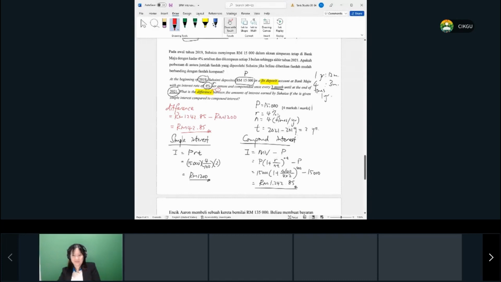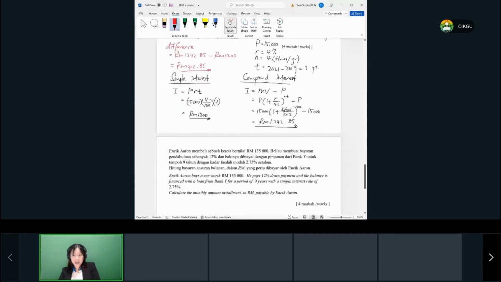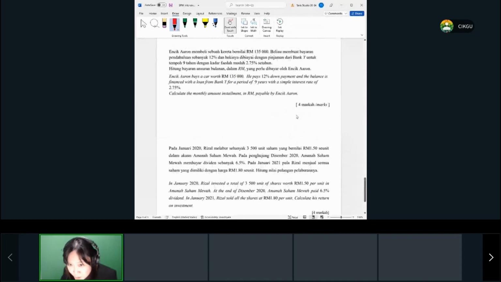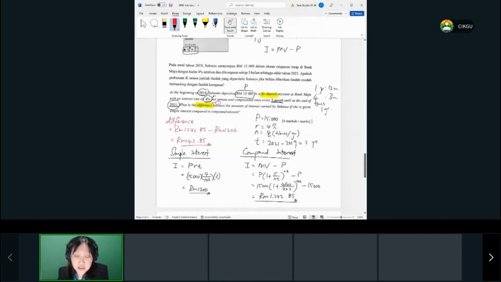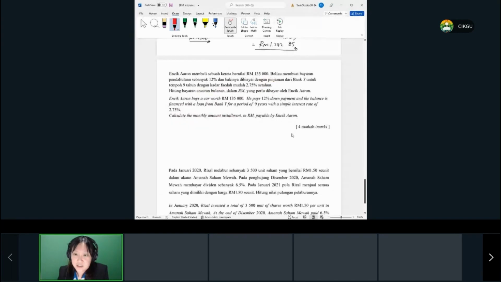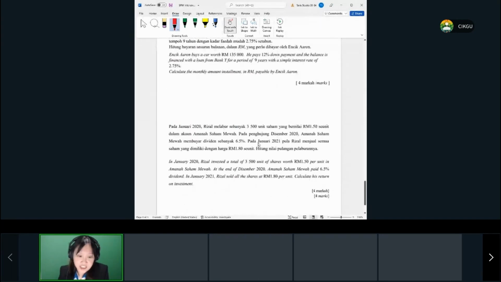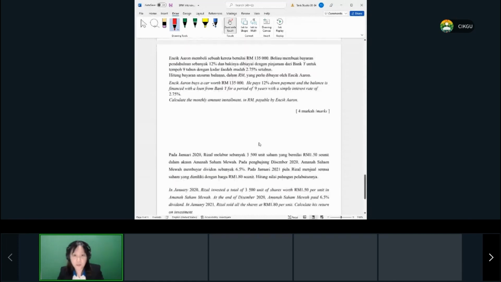Nice. Okay, come, last two questions. This last two questions are a different style of question, because I think this question itself summarizes interest in a very good way. If you really understood every single step in this question, that's it already. Your interest knowledge is there already. So one by one.